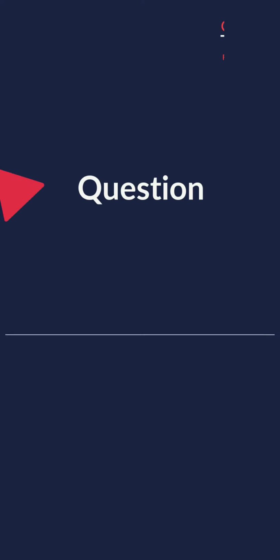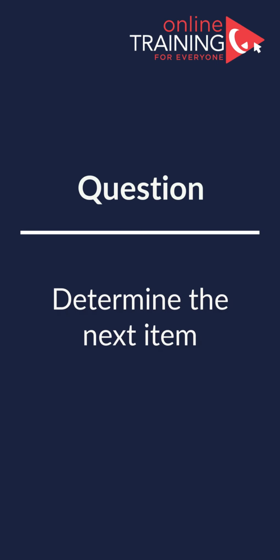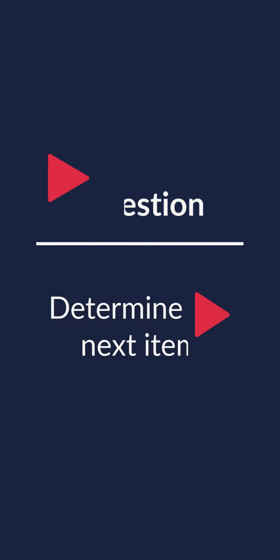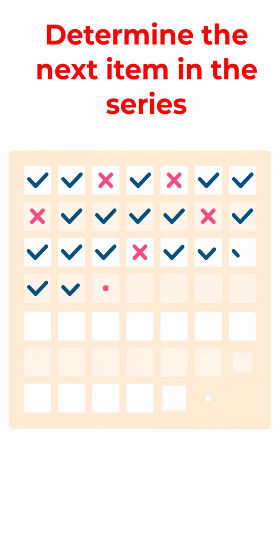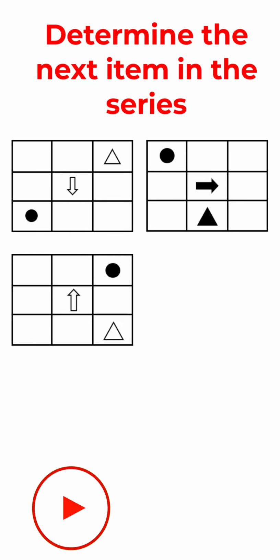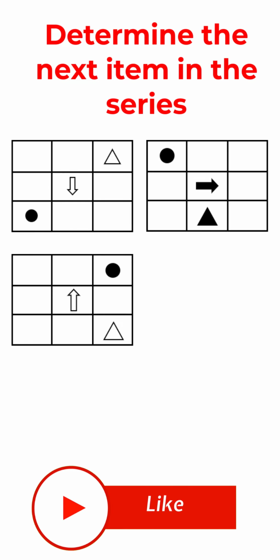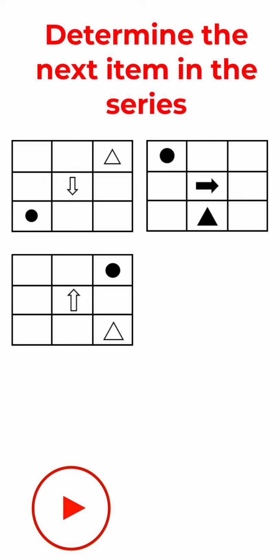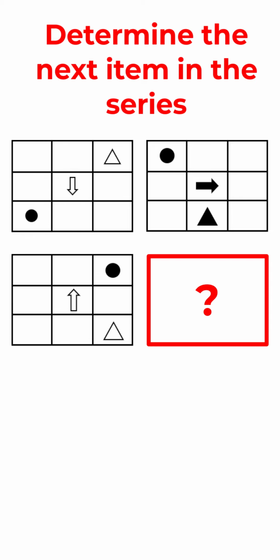Very frequently on the test, you might get a question to determine the next item in the series. We are looking at exactly this type of question here. You are presented with a series of 3x3 matrices. Each matrix has a circle, arrow, and triangle inside. And your goal is to determine matrix number 4 in the series.